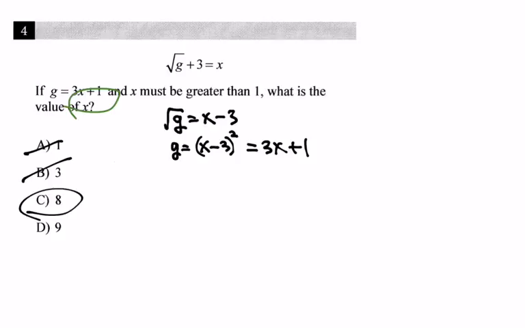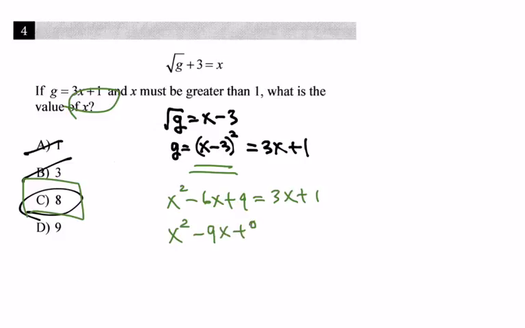So you can try to plug in one number at a time. When you plug in 1, when you plug in 3, or you'll realize that when you plug in 8, it should be the correct value. So that's basically what we can do. Another thing you could have done is expand this one, and then realize that x squared minus 6x plus 9 is equal to 3x plus 1, and bring everything onto one side. Then we get x squared minus 9x plus 8 should be equal to 0.